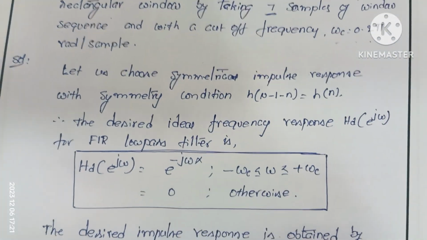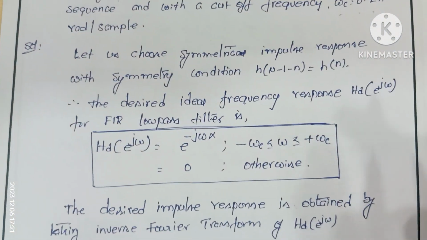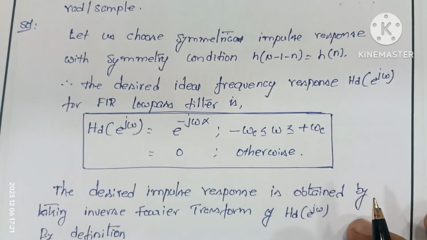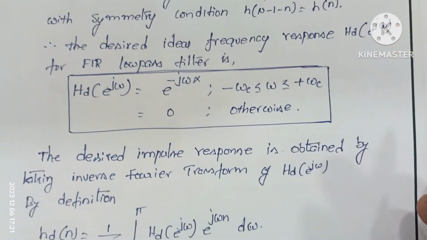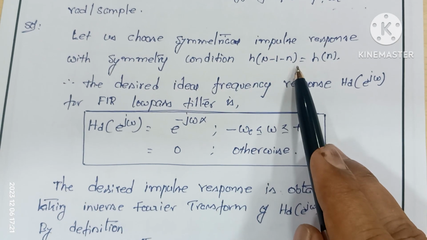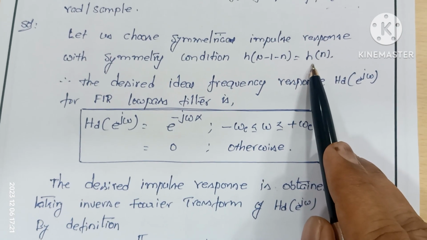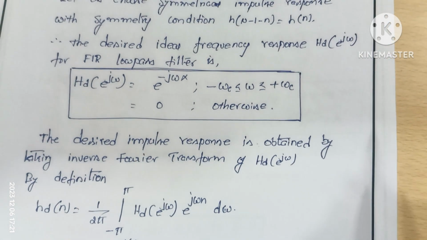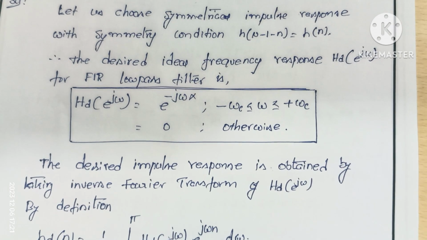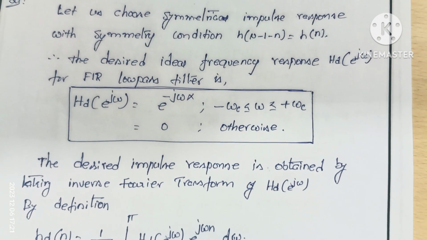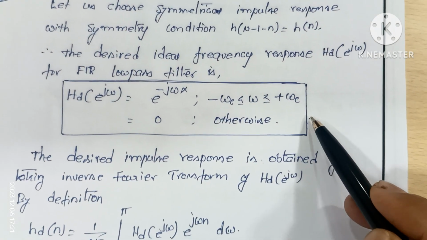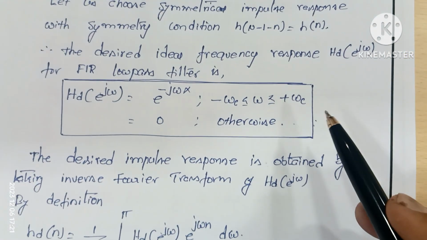Before we start our problem, I request you all to keep your calculator in radians mode. Let us choose a symmetric impulse response with the symmetry condition h of N minus 1 minus n equal to h of n, and here the desired ideal frequency response HD of e power j omega, or HD of omega, for the FIR low pass filter. This you have to remember, and you have to write this particular range very carefully.